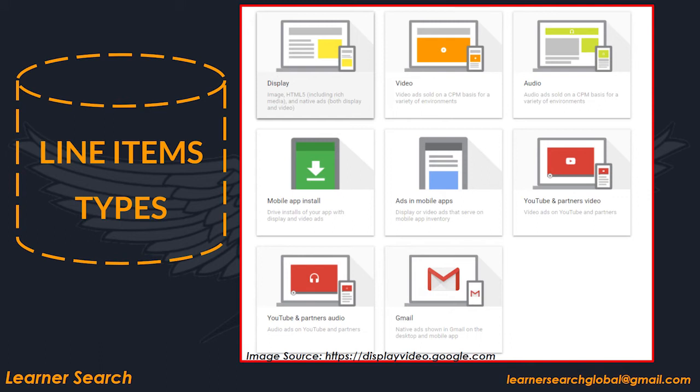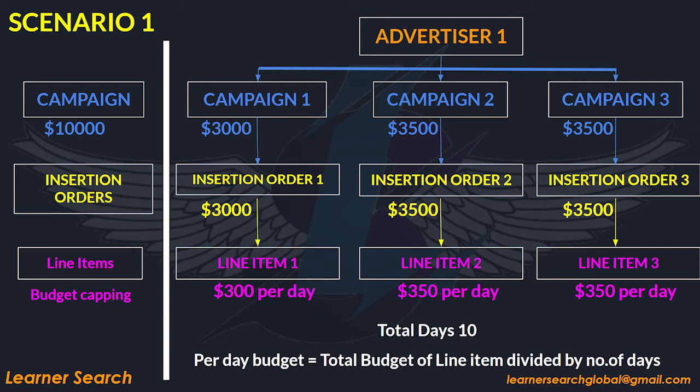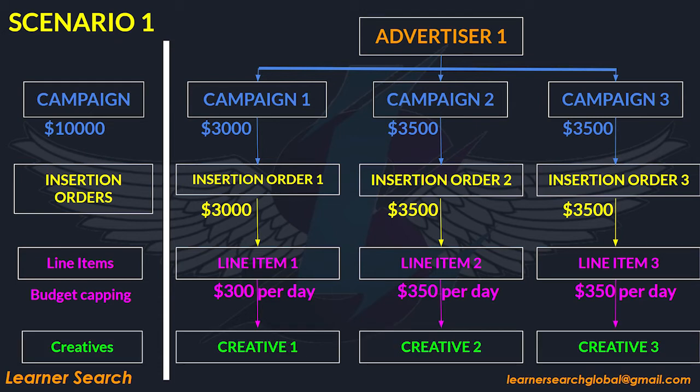For example, display and video creatives cannot be added to a single line item. So we have to create a separate line item for each media type and plan the structure of the campaign setup accordingly. Here we have given a daily budget for each line. To calculate the daily budget, divide the total budget by the total campaign flight days. The daily budget for each line item is as shown in the figure. Finally, creatives are assigned to the respective lines.